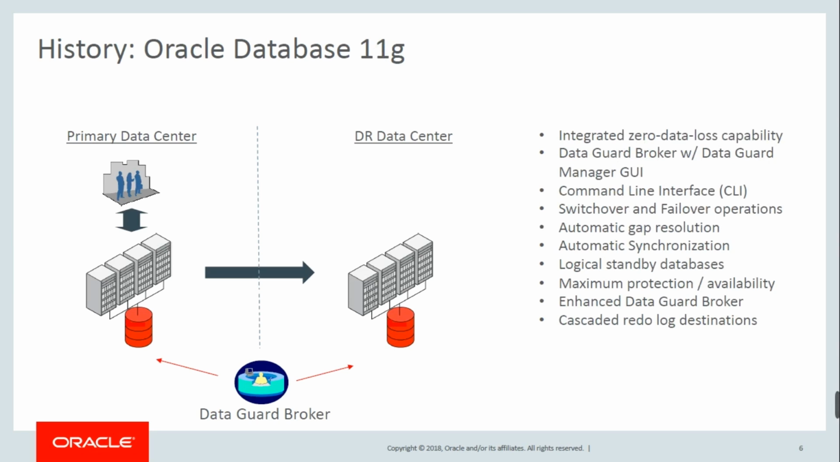Let's come to Oracle Database 11g. The primary data center, as usual, has the DR data center, protecting the data with the Data Guard Broker, and newly implemented features like integrated zero data loss capability, Data Guard Broker with Data Guard Manager GUI, command line interface CLI, switchover and failover operations, automatic gap resolution, automatic synchronization, logical standby databases, maximum protection availability, enhanced Data Guard Broker, and cascaded redo log destinations. So it comes with Oracle Database 11g Data Guard Broker and Active Data Guard configurations.